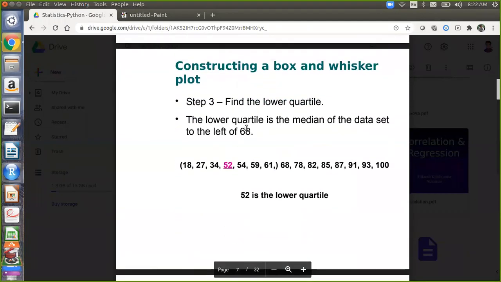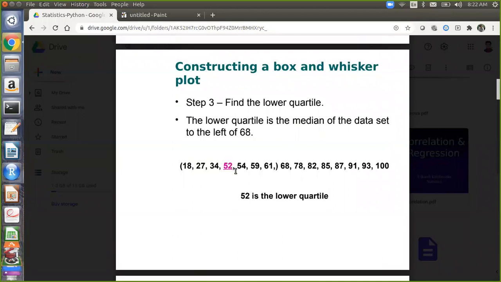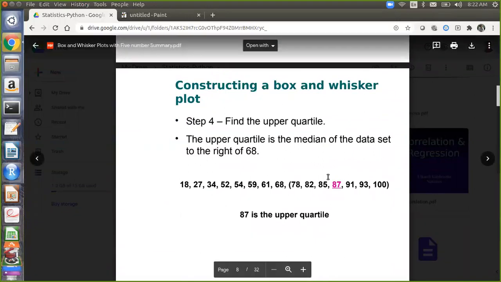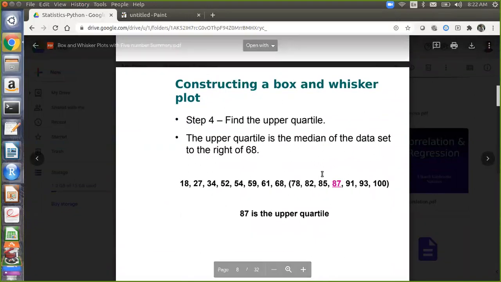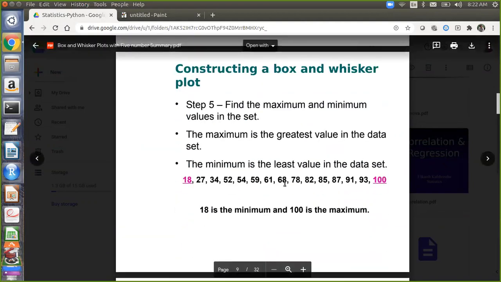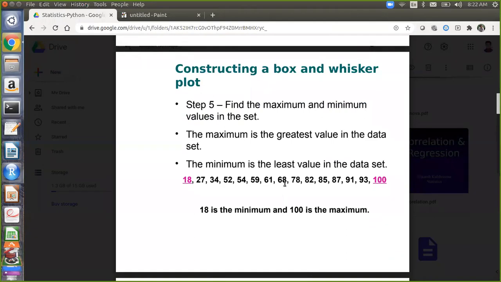Similarly, step 3 is find the lower quartile. The lower quartile will be the center value on the left hand side, and the right hand side center value will give you the upper quartile, which is also called the 75th percentile value of your data set. And then finally step 5, you find the minimum and maximum value. So I have changed these steps as per my understanding, as it is easier.